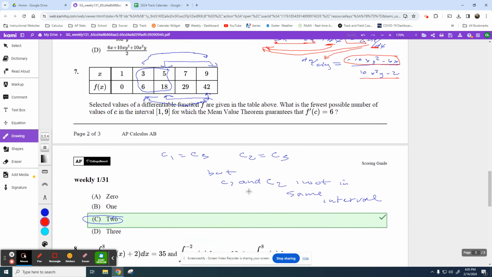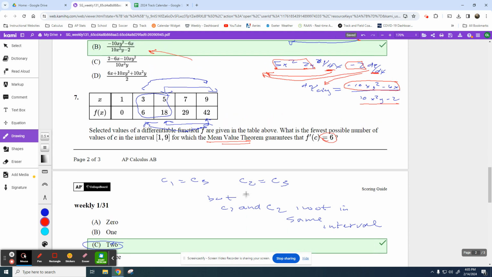This one is a theoretical problem. So as soon as you see mean value theorem, they're just looking for slopes of 6. This is a lot of calculations. So I did some arrows here. So if you go from 3 to 5, so from 3 to 5, we'll call that C1. That is a 6. So if you do 18 minus 6 divided by 5 minus 3, you get a value of 6. That's one of them. So we'll call that C1. So that's the slope of C1. That's from the interval, let's call it from 3 to 5.